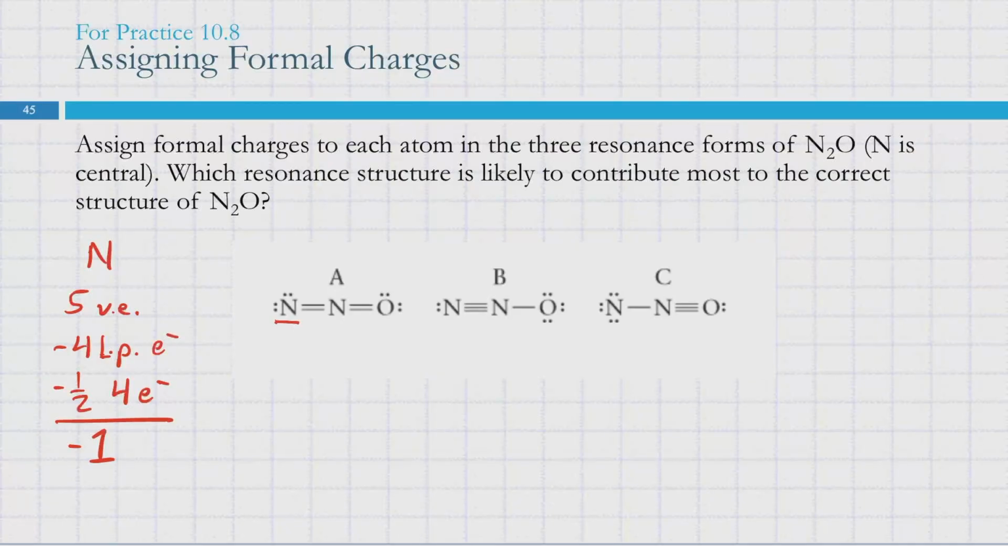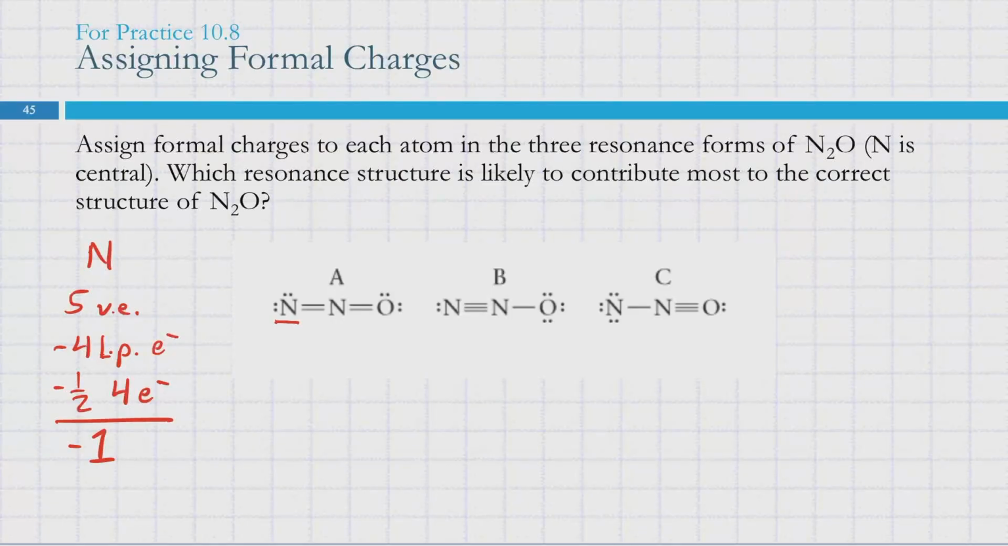All right, so for A, the one that I underlined here, this nitrogen normally has 5 valence electrons. It's got 4 electrons from lone pairs. That's these two groups of 2 electrons. And it's got a double bond. A double bond has 4 electrons in it. We take half of those, and subtracting that all out, we get a -1 formal charge on nitrogen.